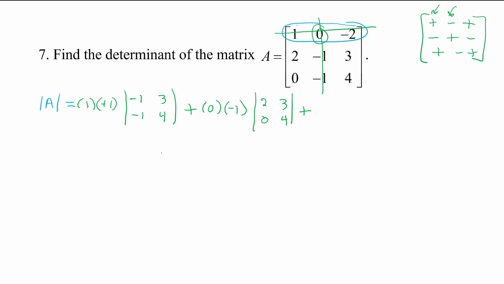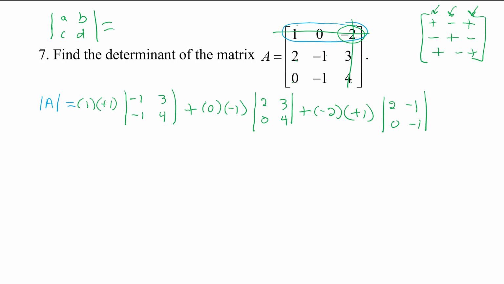Okay, and then we move on to the third number in that first row, which is a -2. So we have -2 times a +1 times the determinant of the 2 by 2 matrix, 2, -1 in the first row, 0, -1 in the second row. Okay, so remember to find the determinant of a 2 by 2 matrix, say we have the 2 by 2 matrix A, B, C, D. We take A times D minus B times C.